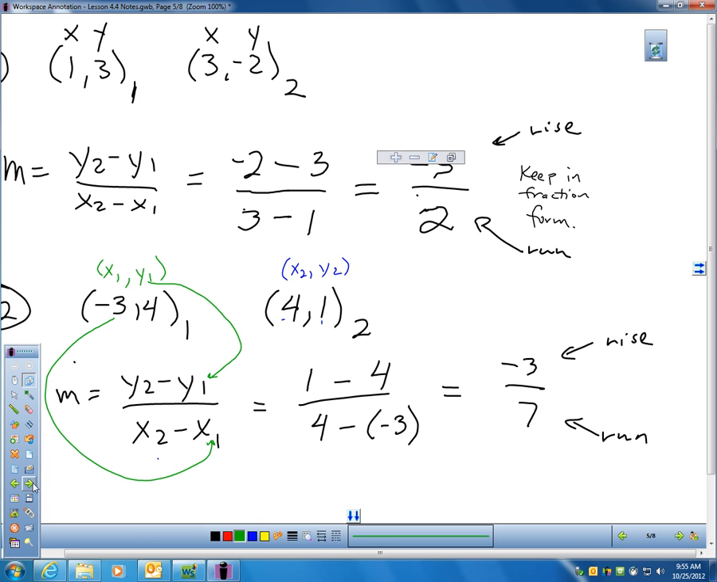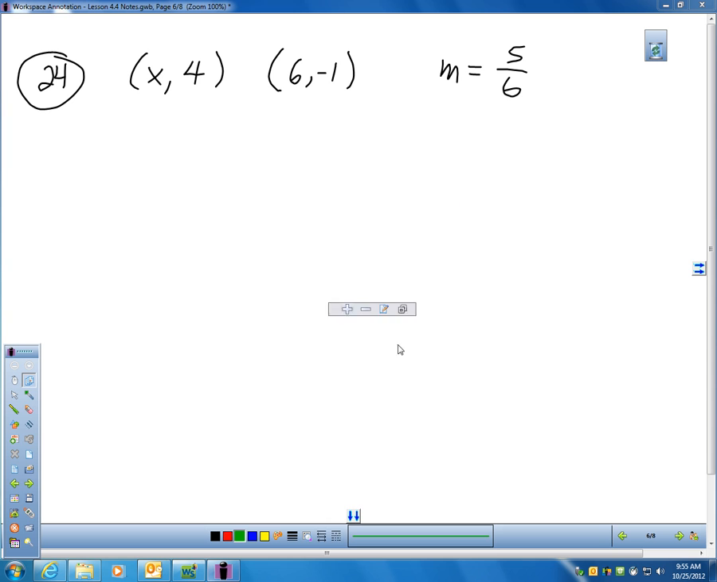Keep on going here. Let's go to question 24. Here's another sort of problem you will see. In question 24, they will ask you to find the value of x or y so that the line passing through the given points has the given slope. So in 24, they tell us we have an unknown point, x, 4, a second point, 6, -1, and they tell me my slope is 5/6.